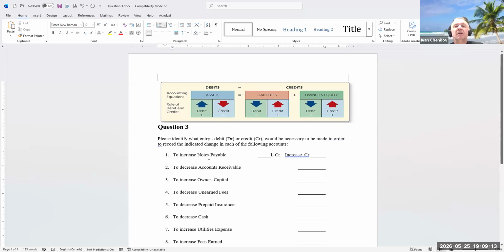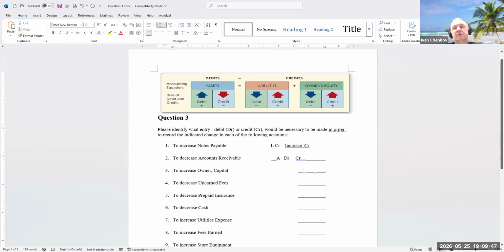Now, how about if the account is accounts receivable? What kind of account is this? It's an asset account. Normal balance for the asset is debit. And if I want to decrease an asset account with normal balance debit, what should I do? Debit or credit? Credit. Yes, that would be another option.